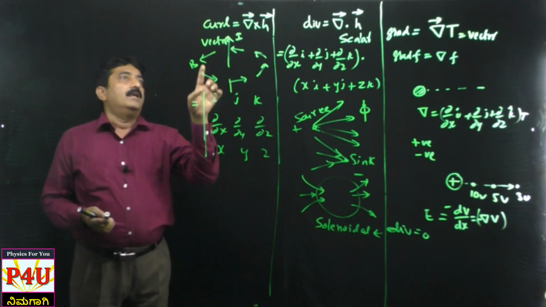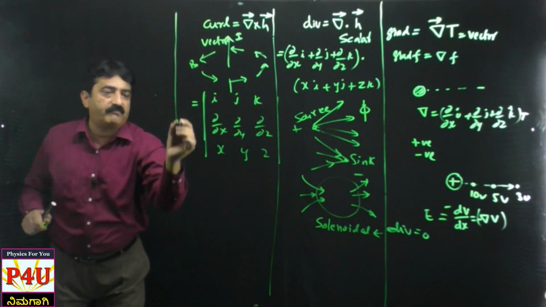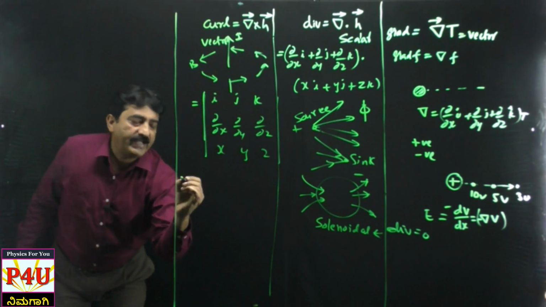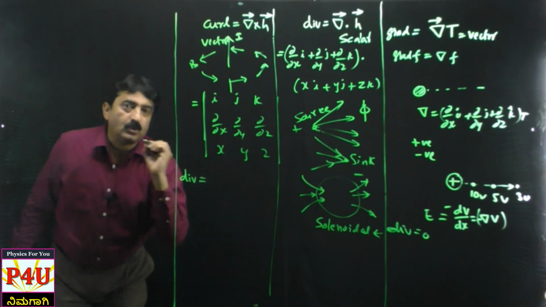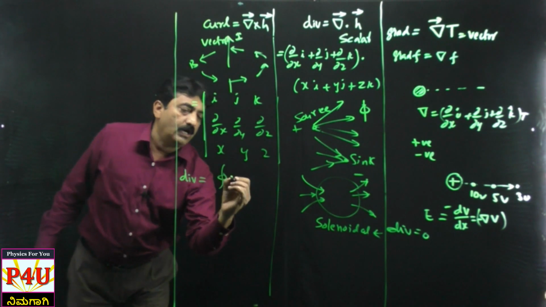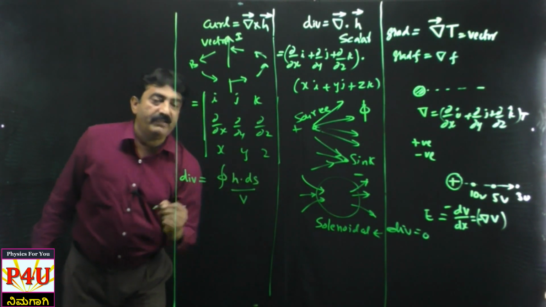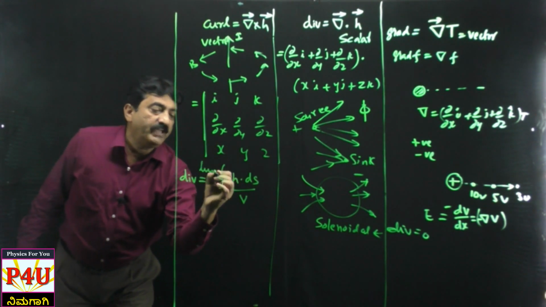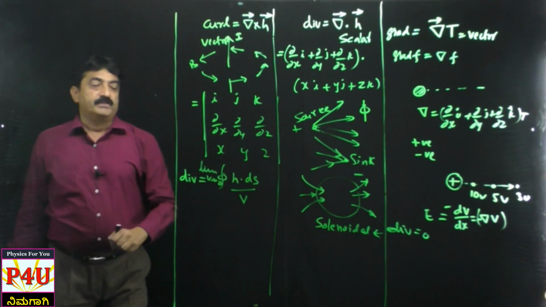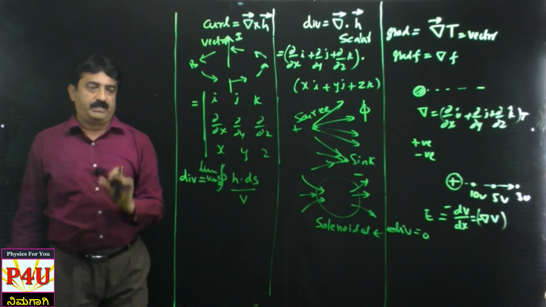And finally, we have two more definitions for curl and divergence. Please remember these equations. Divergence is also written as the surface integral of vector h dot ds divided by v, in the limit as v tends to 0. This is another definition, but better you take it as an equation.